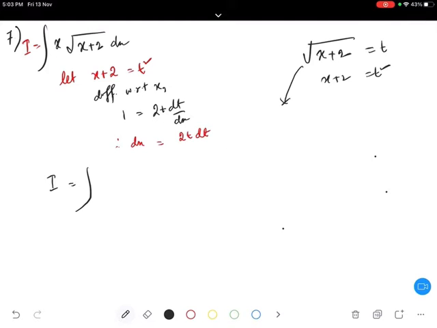Look, we could have proceeded with this one, root over x plus 2 is equal to t. But if I differentiate this one, it will be too confusing, because the differentiation of root x plus 2 will become 1 over 2 root over x plus 2, and a too confusing thing will come out, right? But if I differentiate this one, it's quite easy. Yes or no?